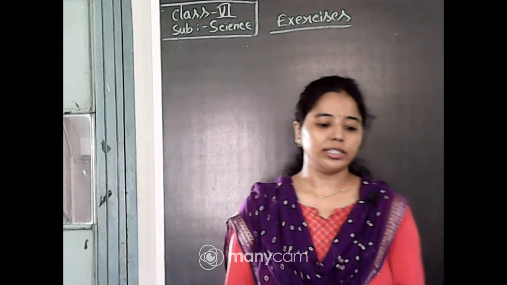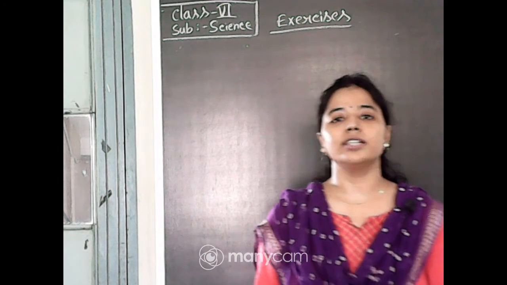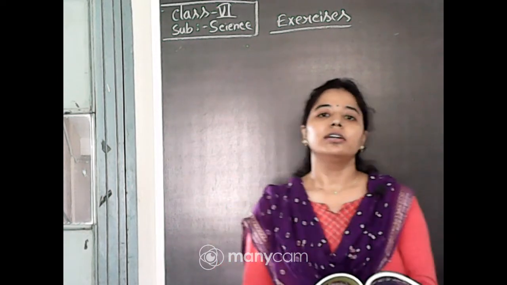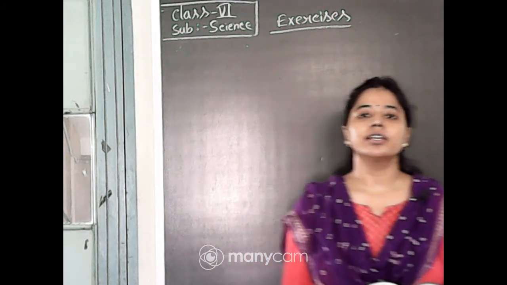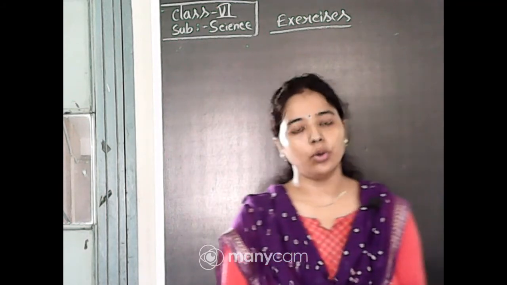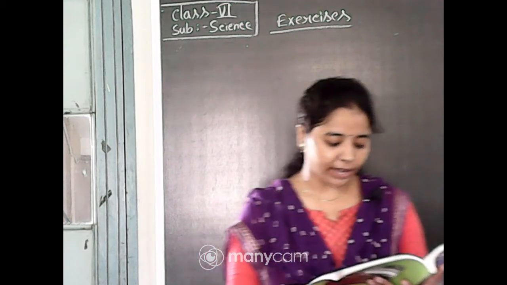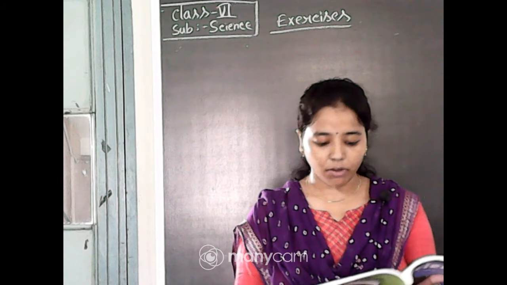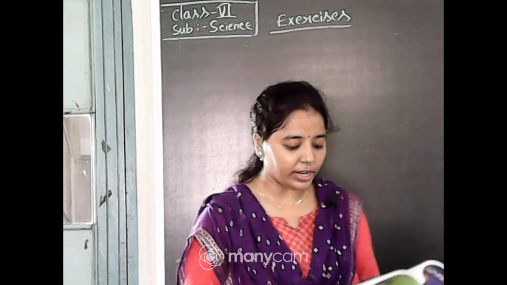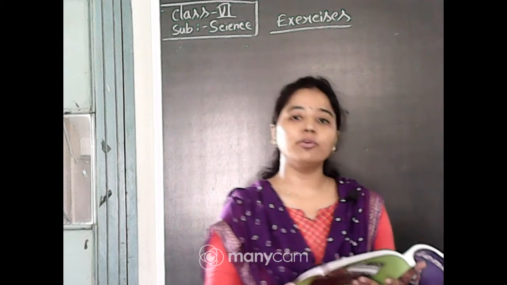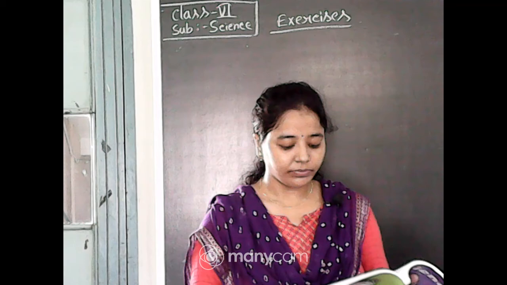Today I am going to discuss the remaining exercise question answers of Chapter 9 from your science book, that is Living Organisms: Characteristics and Habitat. Okay, so we have done question answers up to 3, fill in the blanks from the exercise. Please students, open your book, page number 93, and today I am going to write only the answers. So try to note it down.